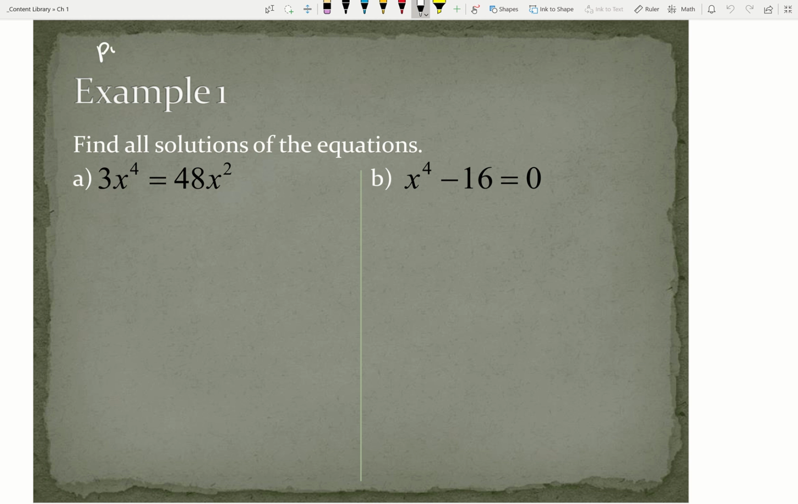So what you want to get is a polynomial equals 0. And then after that you want to factor the polynomial. And then after that you want to use the zero product property, or the ZPP. Okay, and so I'll take you through the steps of that right now.